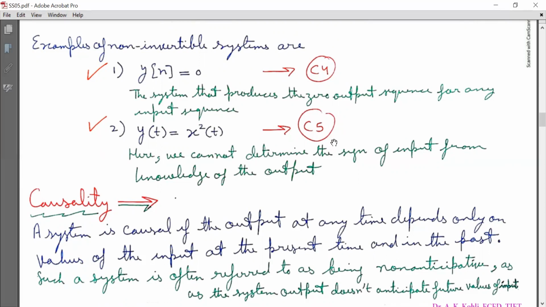Once more I repeat, in the first system, output y[n] is equal to 0. This means whatsoever be the input, the output is 0. So it is a system that produces the 0 output sequence for any input sequence. Now I cannot get back the input from this. In the second system, y(t) is equal to x squared(t). So I cannot determine the sign of the input signal from the knowledge of the output signal. So this is a non-invertible system.